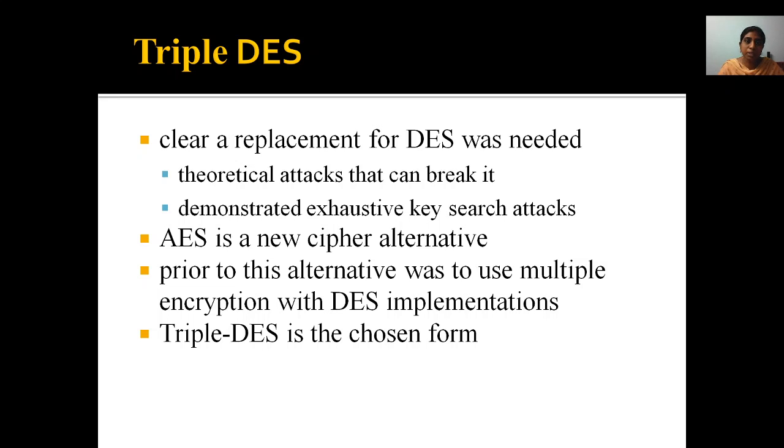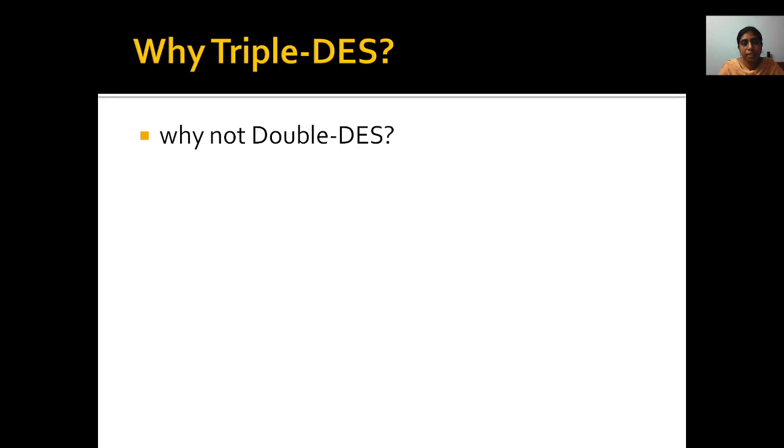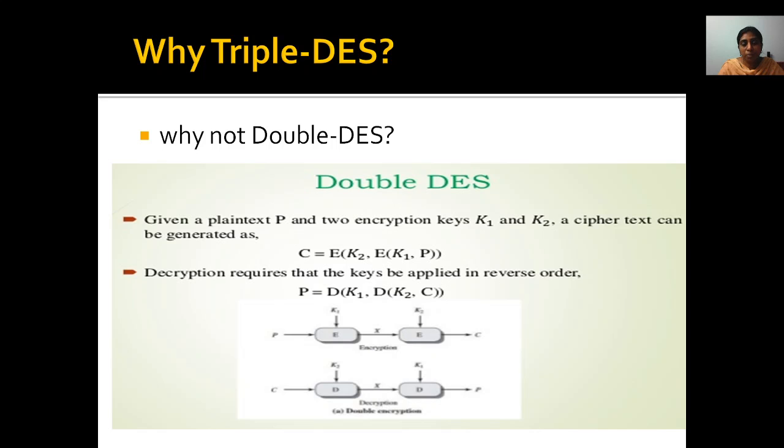Why was only triple DES selected? Why was double DES not selected? Because whenever you observe double DES, we take the plain text, and that plain text is encrypted with key 1, then encrypted with key 2, and at the last we get the ciphertext.